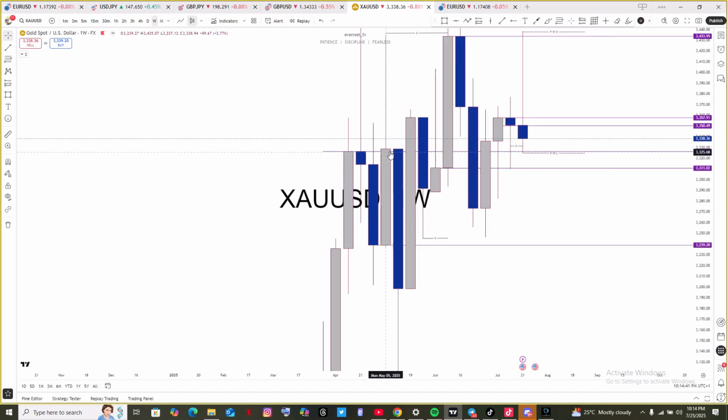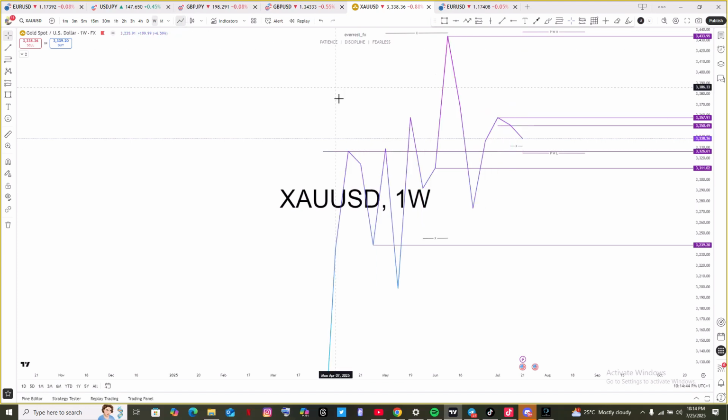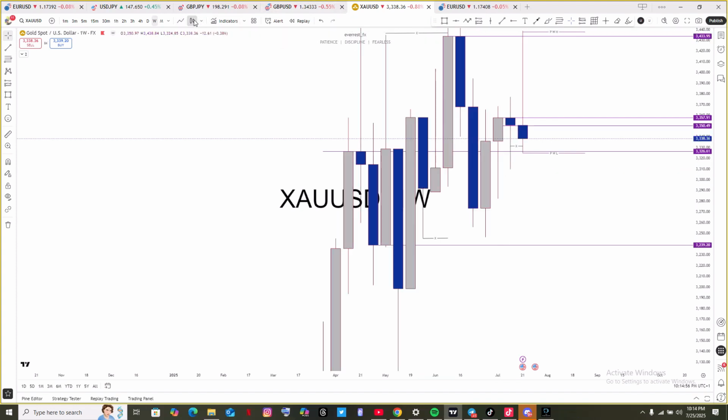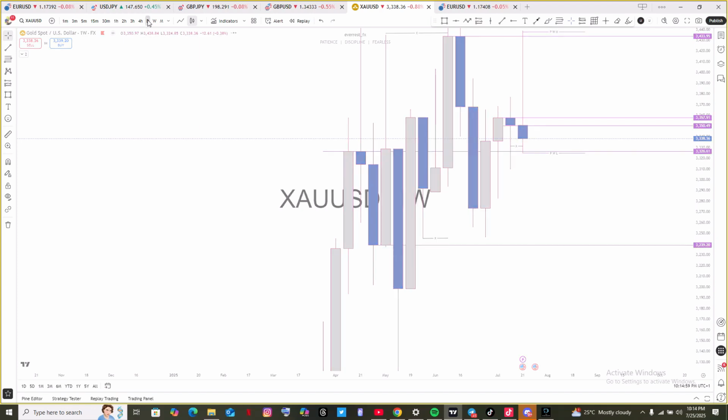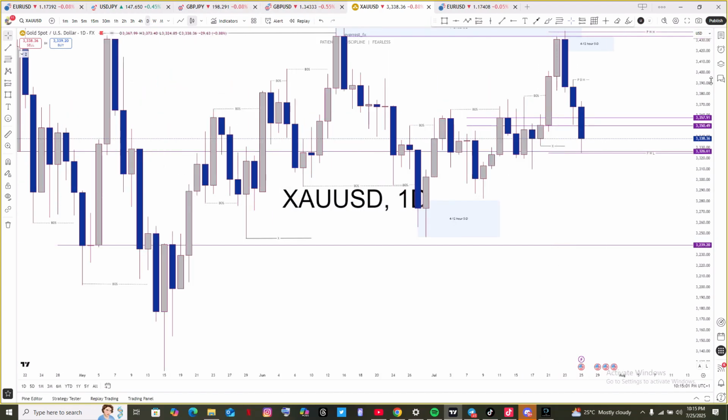I said may because price has its thing, it can do anything you want. Also, price came down and was reacting to this level here. Look at it on the line chart. This level. The market came down and was reacting to it. So that could also be a bullish reversal. Let's go down to our daily time frame.